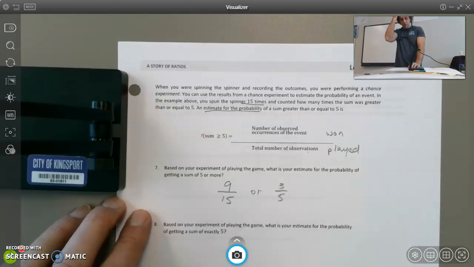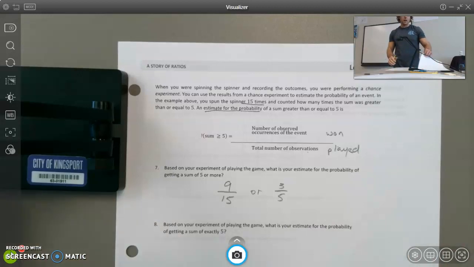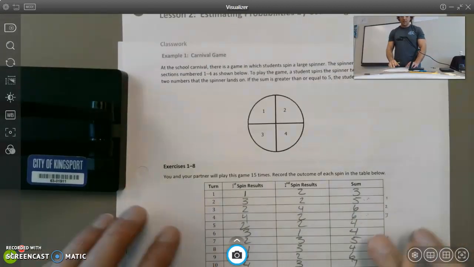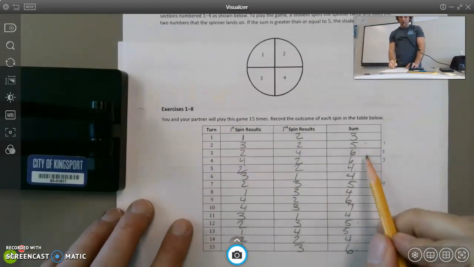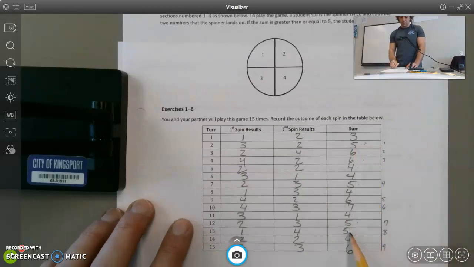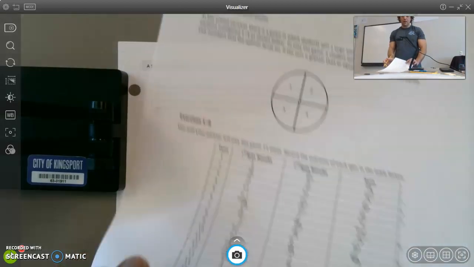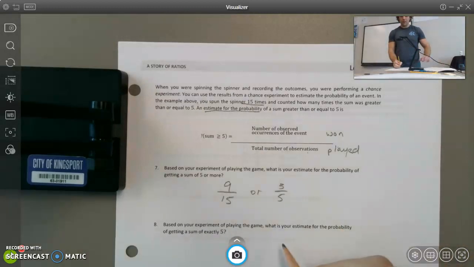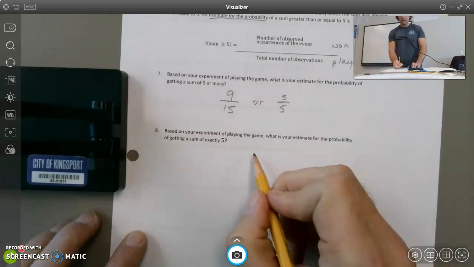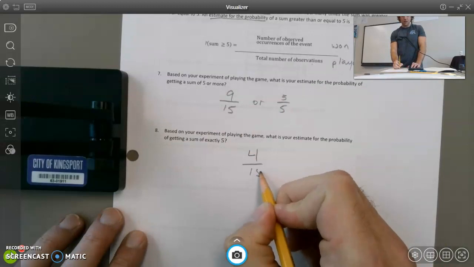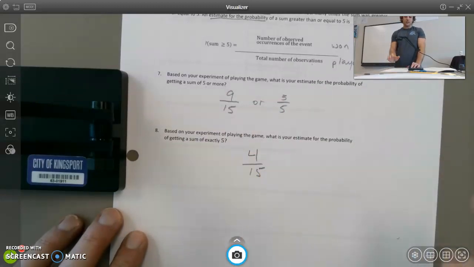Based on your experiment of playing the game, what is your estimate for the probability of getting a sum of exactly 5? Let's go back to our data. How many times did I get exactly 5? 1, 2, 3, 4. So I would assume that 4 out of every 15 times is a good estimate for the probability of getting exactly 5.